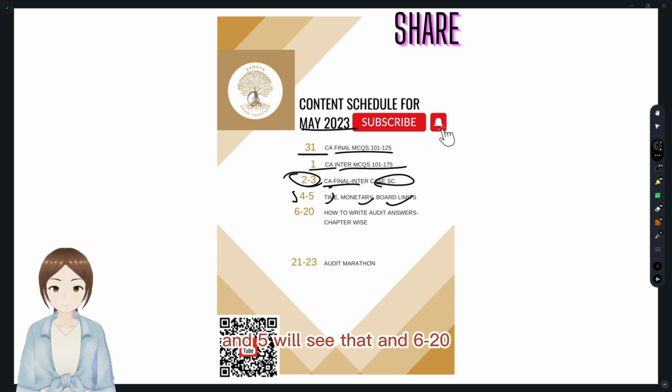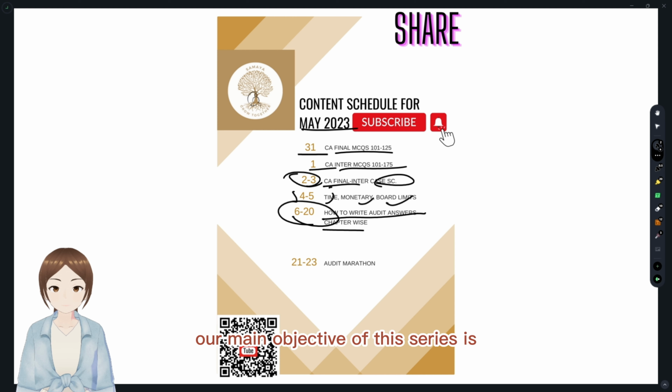And from 6 to 20, this is a vital period where we'll be starting our new series, How to Write Audit Answers, chapter wise. We'll do that simultaneously for both CA Final and CA Inter. The main objective of this series is to form an outline of the audit. And we're thankful that audit has a few scenarios or cases where we can figure out how the auditor has to respond or what the management has to do.